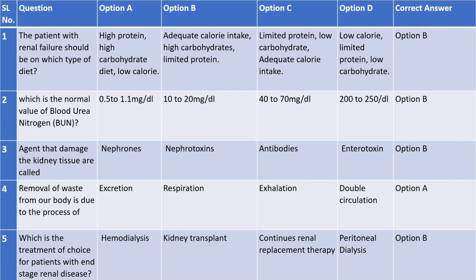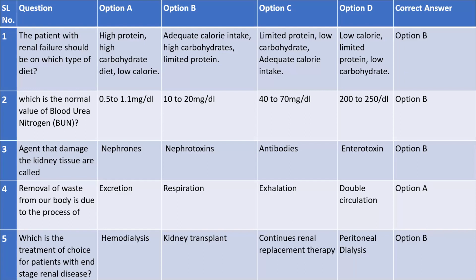The agents that damage the kidney tissue are called what? Let us discuss this. All this you need to know. Obviously it won't be nephron, because what is nephron? Nephron is the structural and functional unit of the kidney. If that is the structural and functional unit of the kidney, then it will not be the agent that damages the kidney tissue.